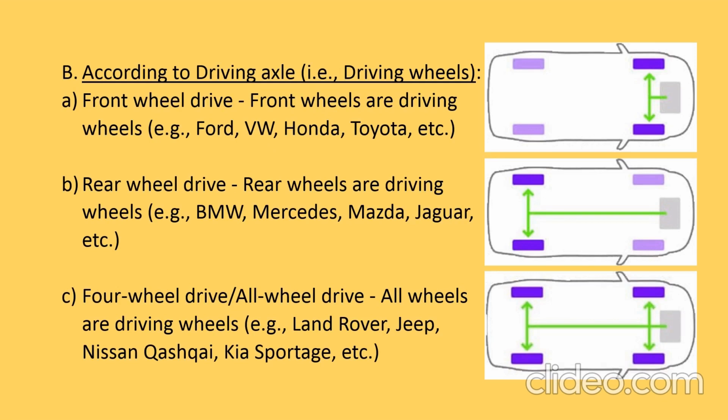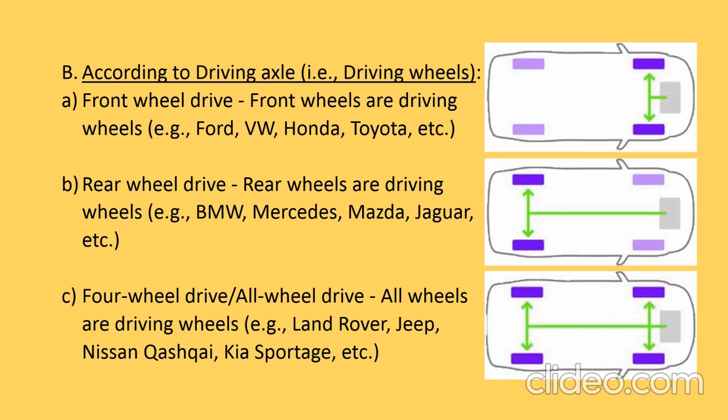Now the classification is according to the driving axle or the driving wheel. Front wheel drive, where the front wheels are the driving wheels or the live wheels. Example, Ford, VW, Honda, Toyota, etc. Rear wheel drive, here the rear wheels are the driving or the live wheels. Example, BMW, Mercedes, Mazda, Jaguar, etc. Four-wheel drive or all-wheel drive. All wheels are driving wheels. Example, Land Rover, Jeep, Nissan Qashqai, Kia Sportage, etc.